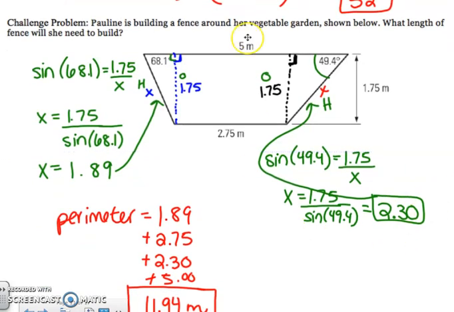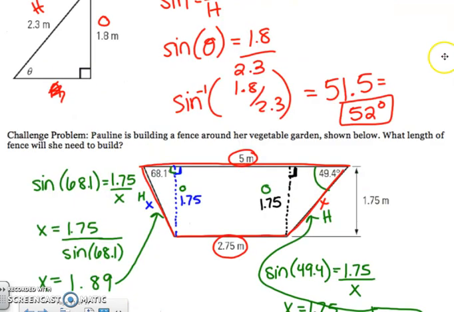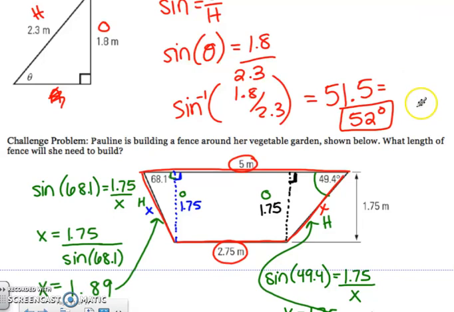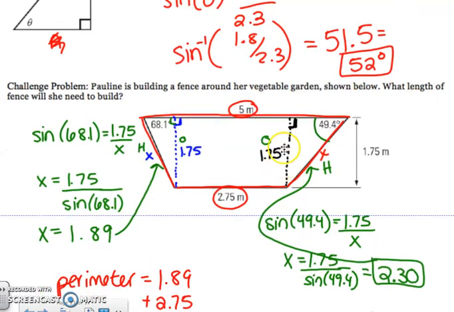Now you've got Pauline building a fence around her vegetable garden. What is the length of fence she will need to build? Basically, you need to know this outside perimeter. You know 5 and you know 2.75, so you're looking for the diagonals. What I did was draw this little dotted line, which would give me 2 right triangles and a trapezoid.